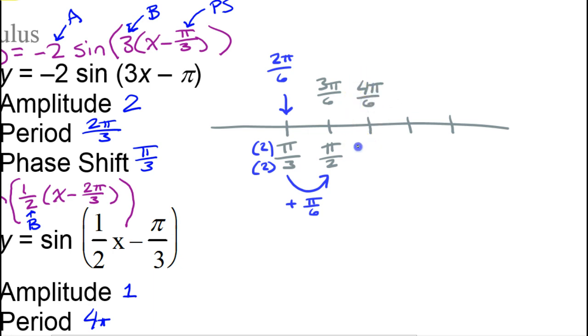But that reduces down to 2 pi over 3. Alright, but I've got 4 pi over 6. If I add another pi over 6, that would be 5 pi over 6. If I added another quarter period, another pi over 6, that would be 6 pi over 6, which of course is just pi. Alright, so now we have everything all marked.